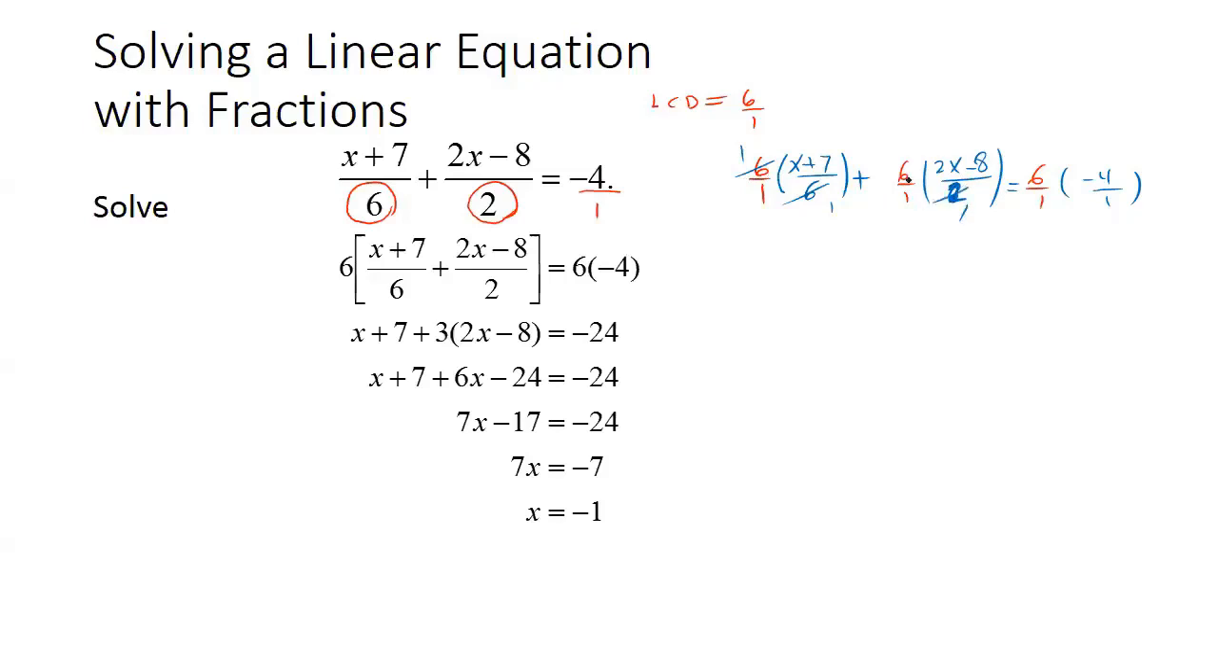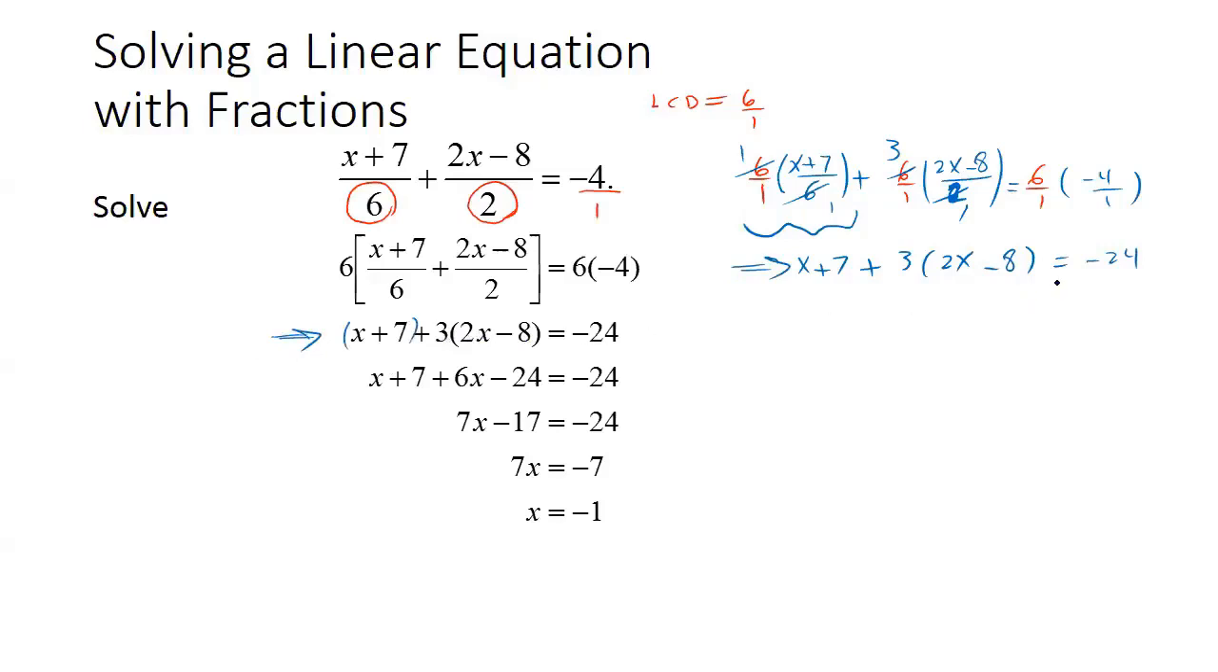So here it becomes 1, so that becomes 3. So the first term, what would that first term become? Just x plus 7, right? No fraction there. Plus, now 6 over 2 becomes 3, so it would be 3 times (2x minus 8) is equal to, what is 6 times minus 4? Negative 24. So do you follow up till this point? You saw I got x plus 7, plus 3 times (2x minus 8) is equal to minus 24.